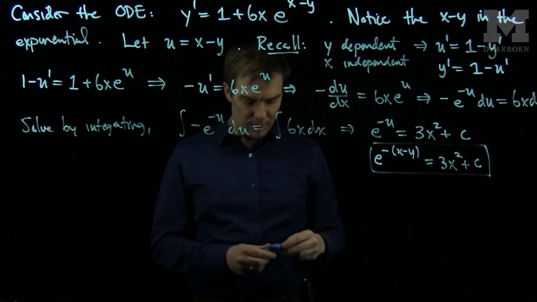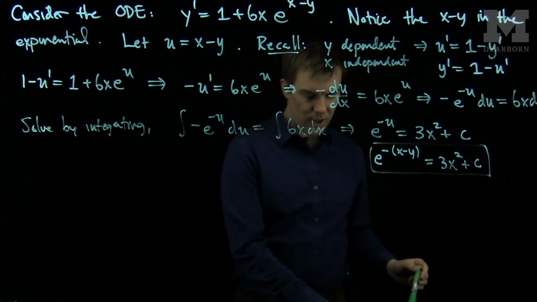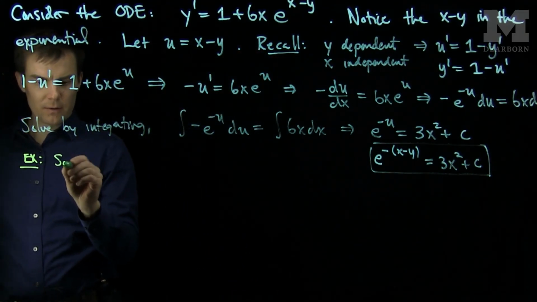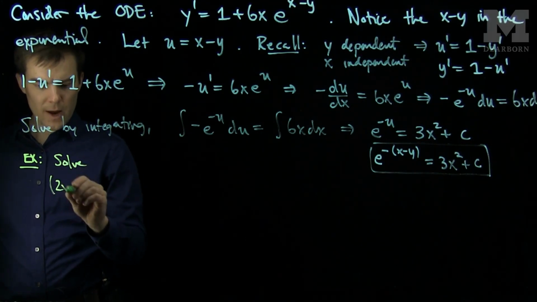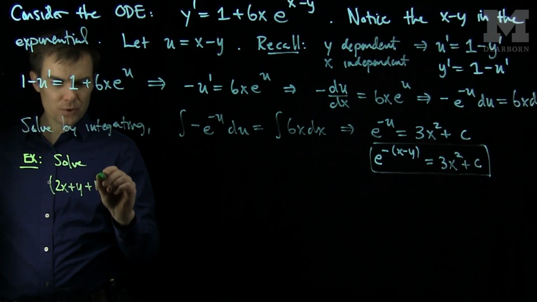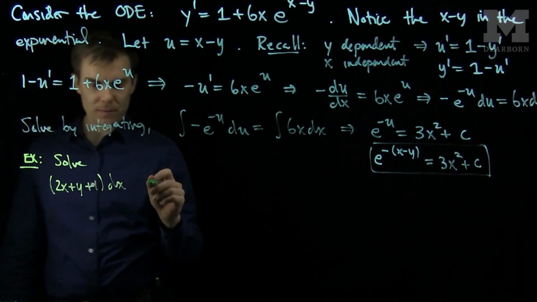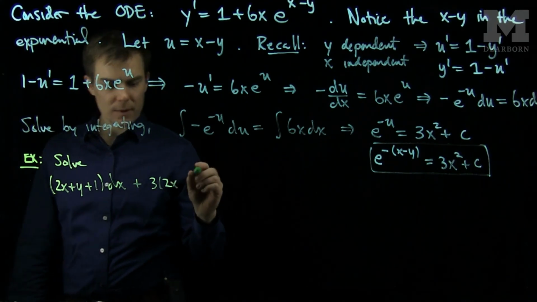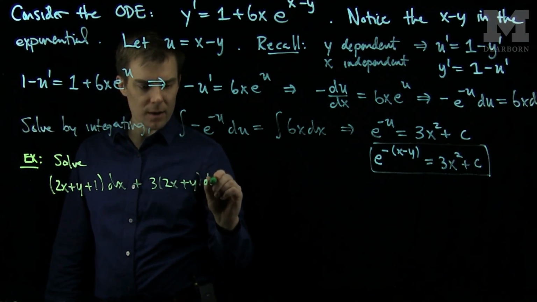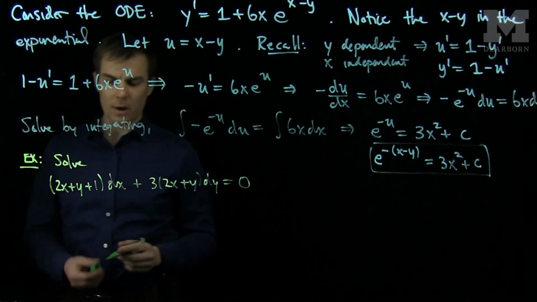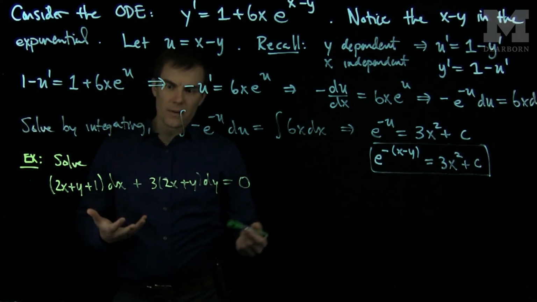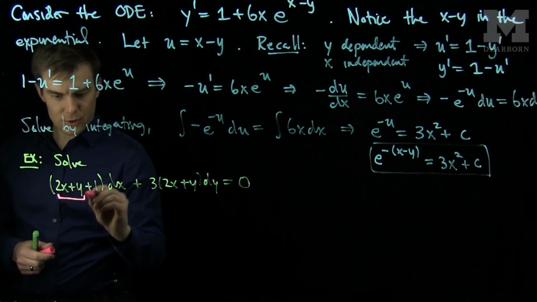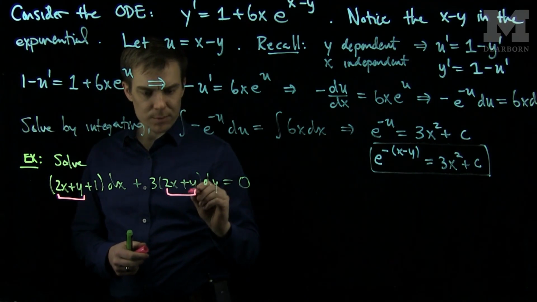So let's see another example of this. Let's consider this differential equation. Let's solve (2x plus y plus 1) dx plus 3(2x plus y) dy equals 0. And so rather than solving the entire equation, let's make the following observation. Let's note that I see a 2x plus y over here and a 2x plus y over here.